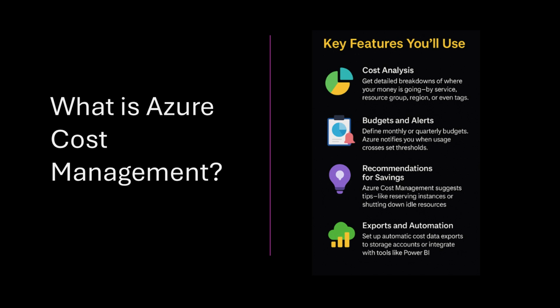In cost analysis, you can dive into detailed breakdowns of your spending, whether by service, resource group, region, or custom tags. This helps you quickly identify where your money is going and ask, what am I spending the most on? And is it justified? In budgets and alerts, you are able to set monthly or quarterly budgets that align with your financial goals. Azure will alert you when your usage approaches or exceeds those limits, giving you the chance to take corrective action before costs get out of hand.